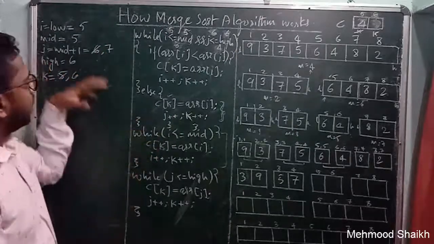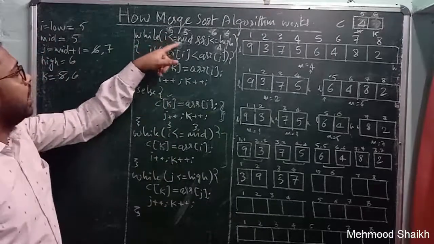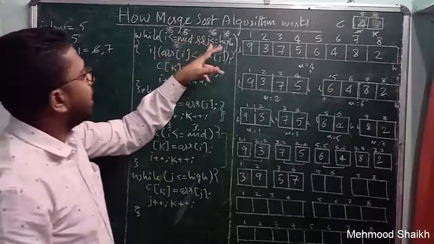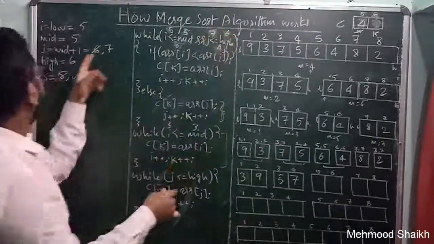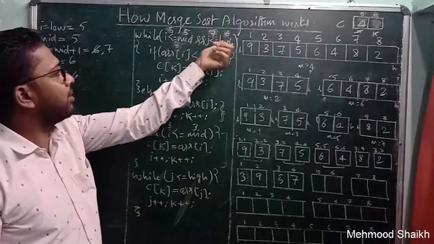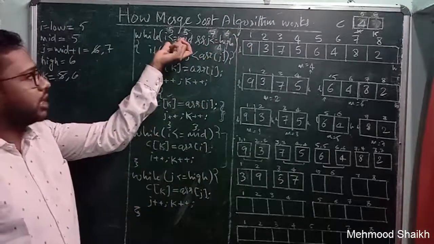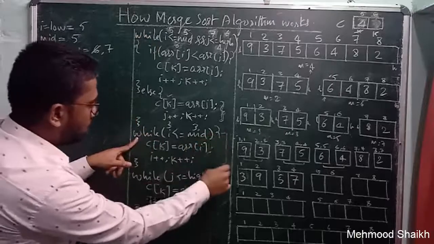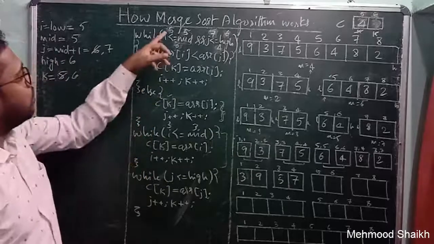Okay, so now we will apply the same values here in this algorithm. So now I is 5 and mid is 5. 5 is less than or equals to 5. Yes, condition true. And j is 7. So now j is 7 and high is 6. But this 7 is not less than or equals to 6. Since only this condition gets satisfied, the control will come out from this while loop and we will come inside this while loop.